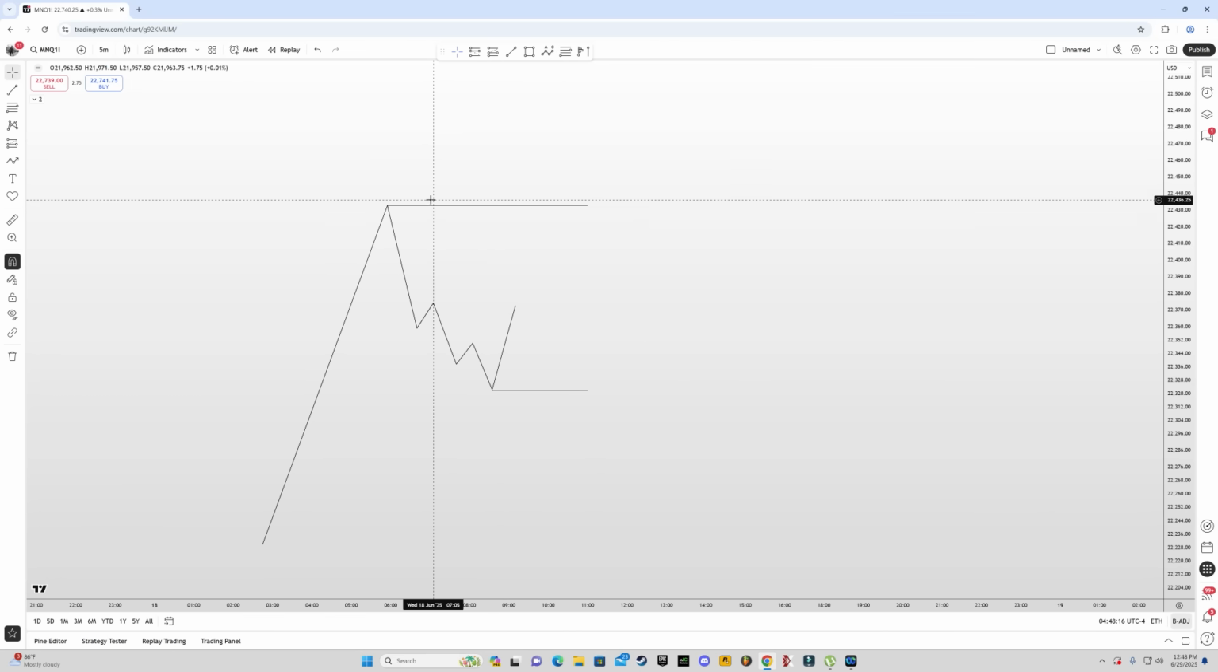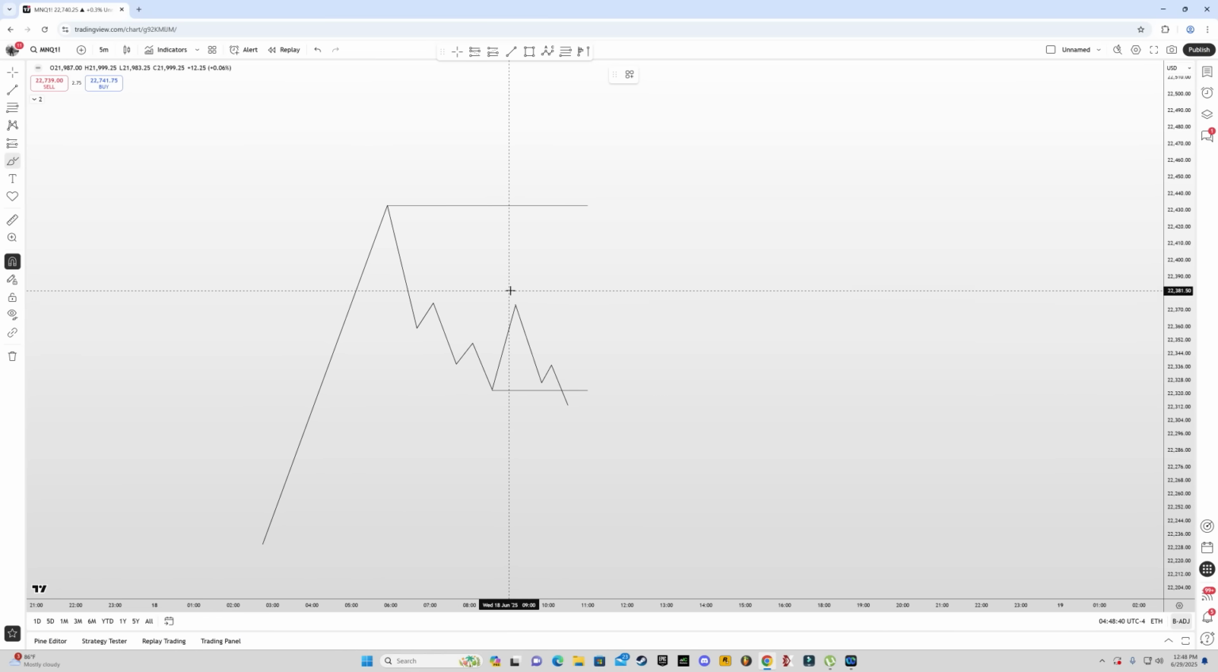Now, once we have the range high and the range low, you are simply waiting for price to either take out the range high or the range low. So let's say that in this case, the range low is taken out. Now, you ideally primarily want to trade in the direction of the main trend. So in this case, you would look for the sweep of range low.